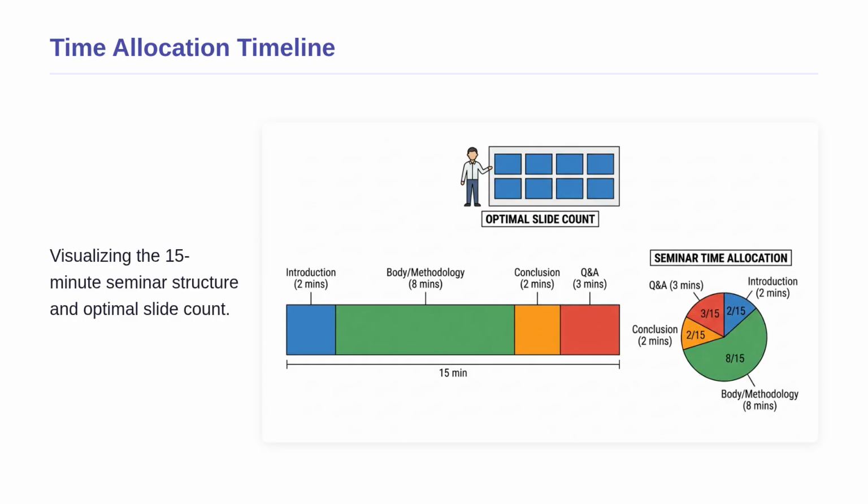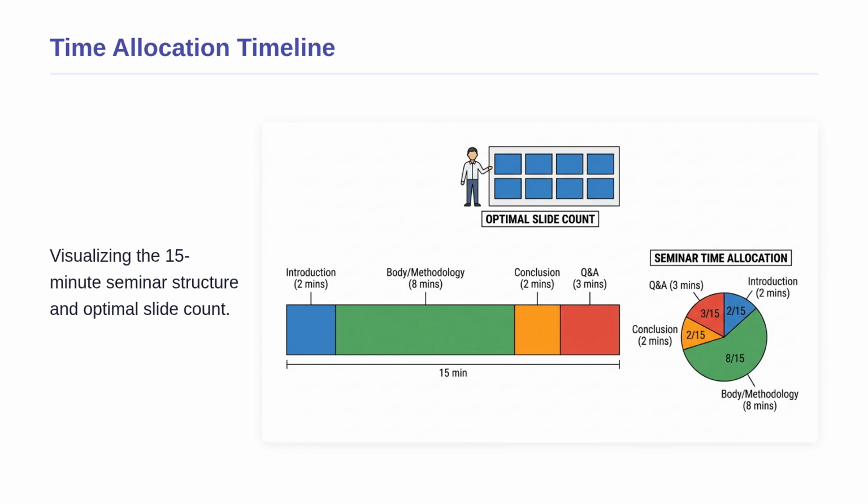Having calculated our slide count, let us look at how this entire 15-minute session is structured visually. On screen, you can see a timeline and a pie chart, breaking down the time allocation model we discussed earlier. The total 15 minutes is divided into distinct phases. We start with a 2-minute introduction in blue, followed by the core methodology and results taking up the largest chunk, 8 minutes, shown in green.